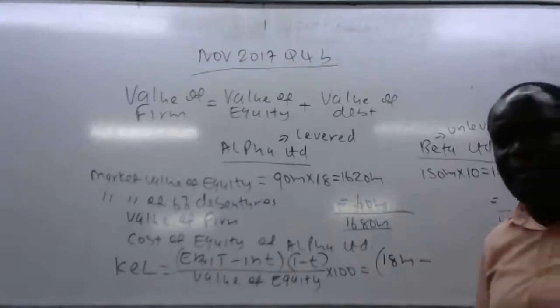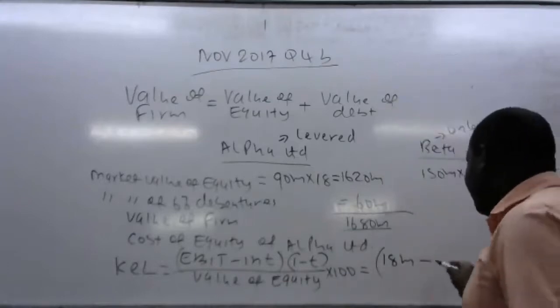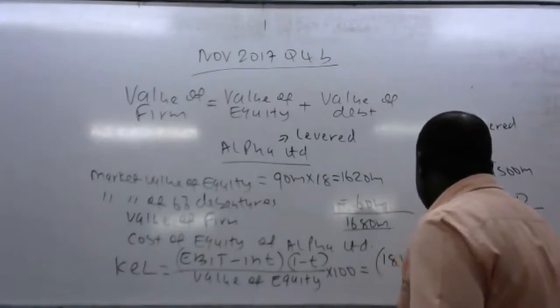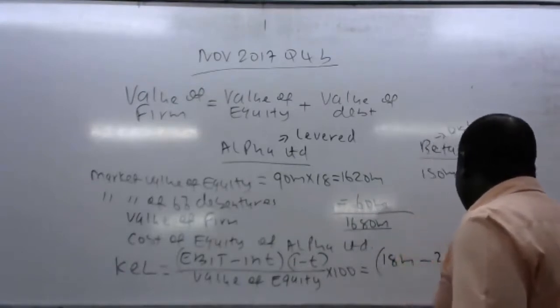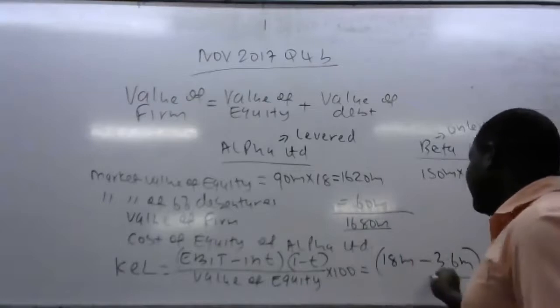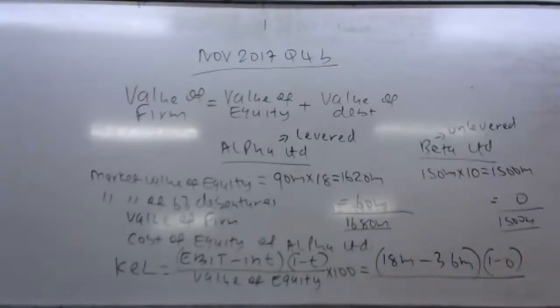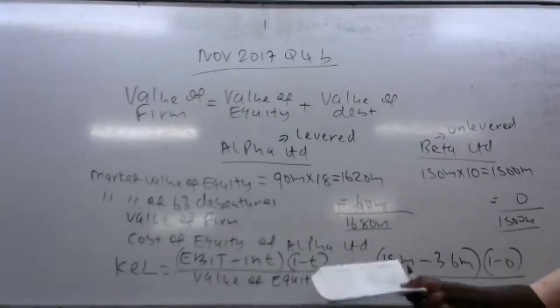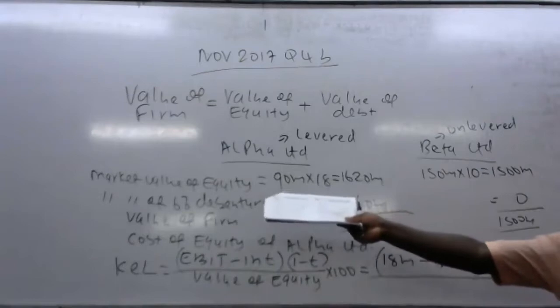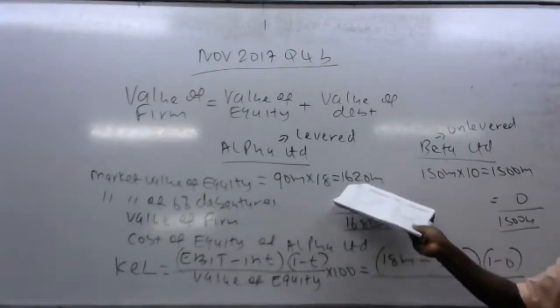It comes to 3.6 million. Then the question says without the tax. You can see somewhere about without the tax. Then we are supposed to divide by the value for equity. Value for equity is the same as this figure. You can see the value for equity for alpha.